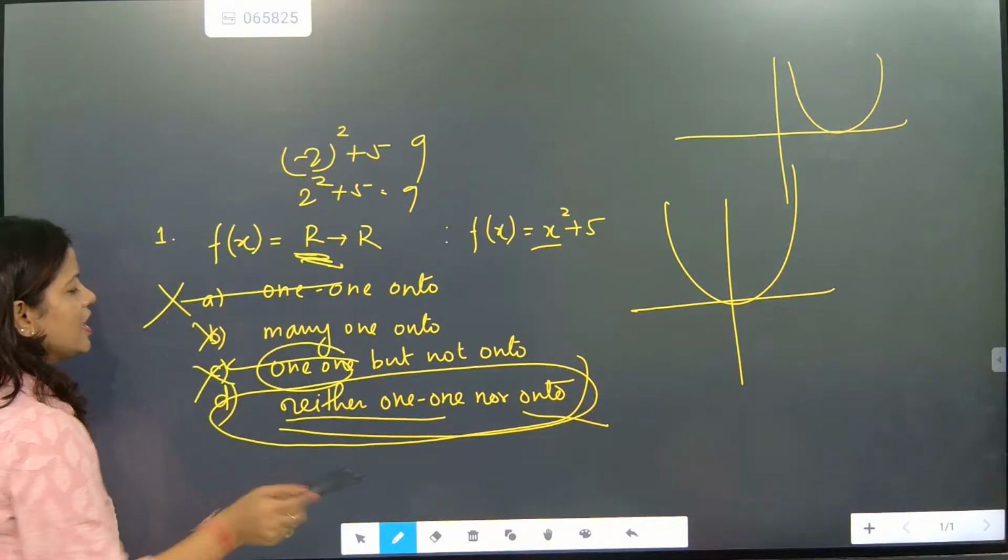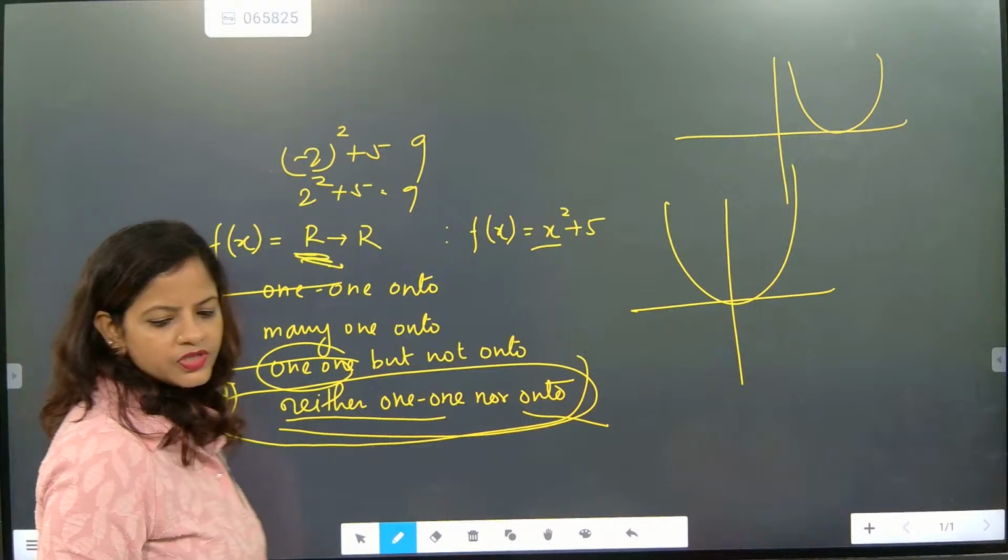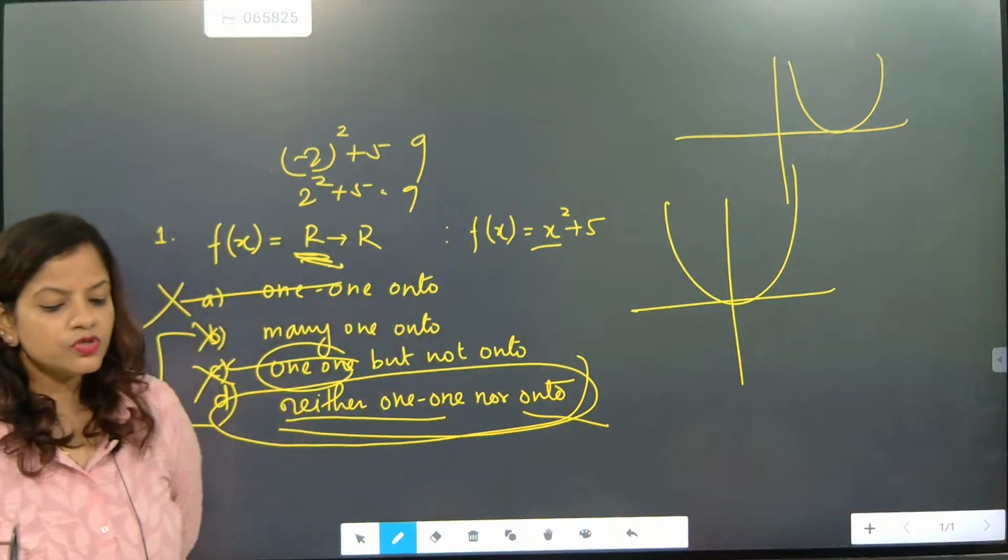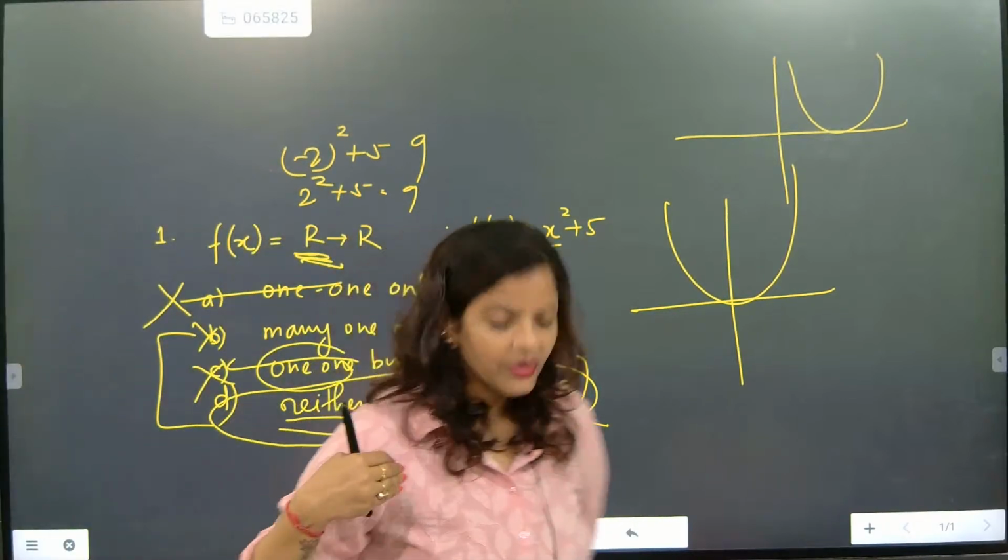Where one-one is there, you cut that. Many-one only is the option, and it is into. So 100% Kishore, well done. God bless you. So are we going for the next question?